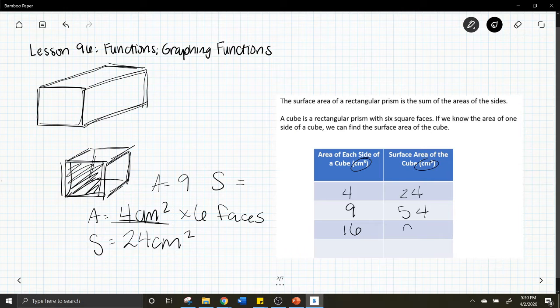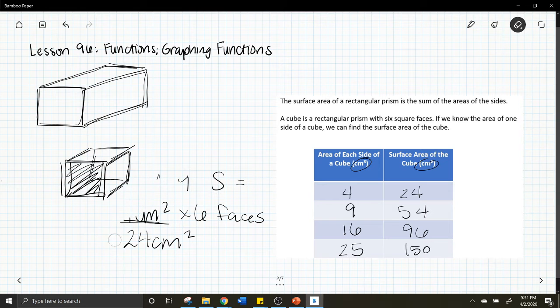The answer to that is 96. And then finally, if one area was 25, what is the surface area altogether? And we would get the answer 150. So what we've just done is filled out a table, and maybe without realizing it, used a rule to solve for that.